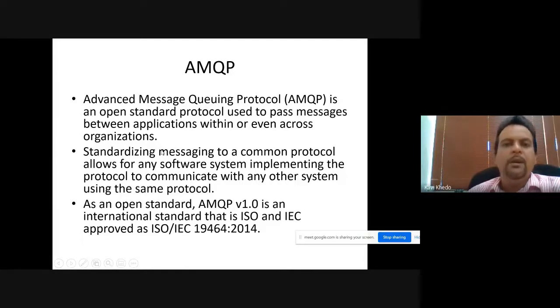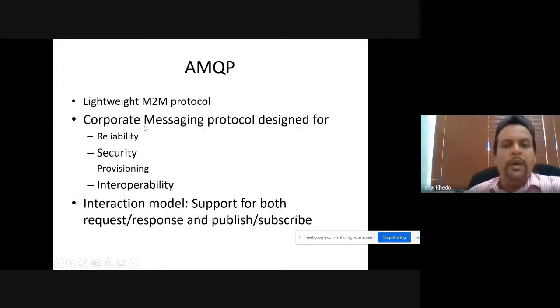This is the whole idea behind AMQP, allowing a machine to communicate with another machine seamlessly without any problem. So it is an open standard that has been standardized even by ISO. The code is here. It was approved in 2014. Why are we able to use it in IoT? Because from its conceptualization, from the start, it was made a lightweight M2M protocol. This is the word here, corporate messaging protocol. It was reserved for businesses, designed for reliability, security, provisioning, interoperability. So all these are characteristics of AMQP.